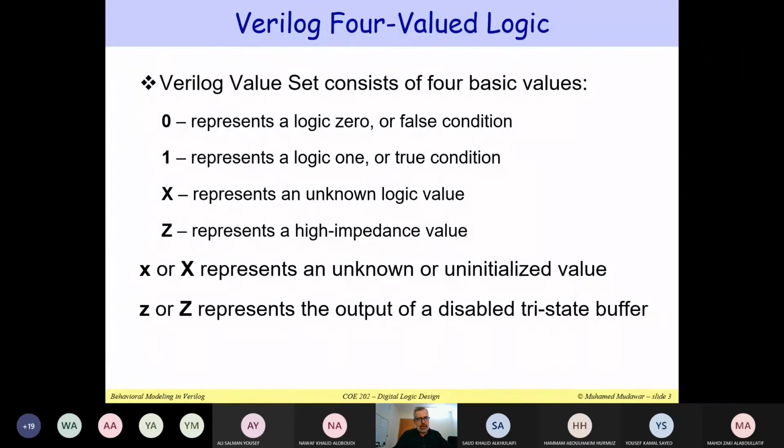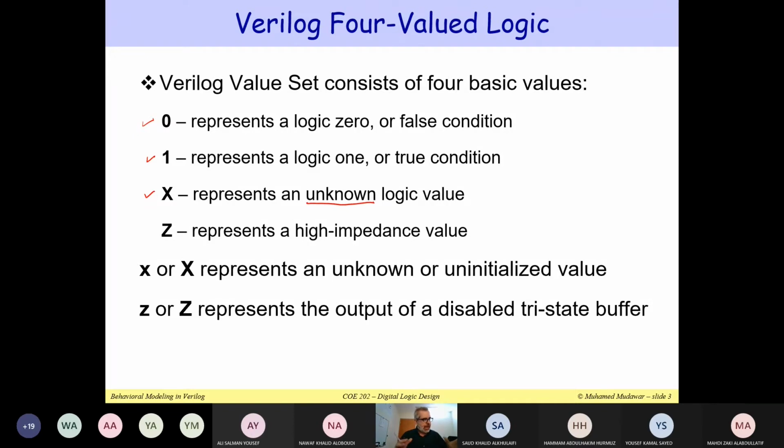Now, Verilog defines a four-valued logic, which means that we have four basic values in Verilog. We have 0, that indicates logic 0 or a false condition. We have 1, this indicates logic 1 or a true condition. We have X. Now, X here does not really mean don't care. It means an unknown logic value.